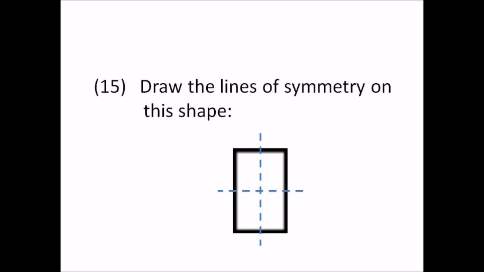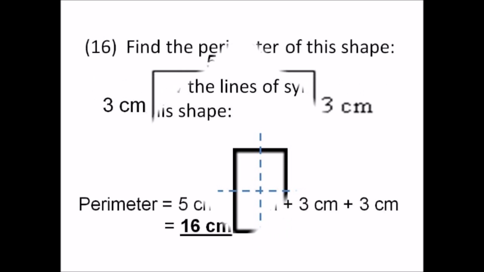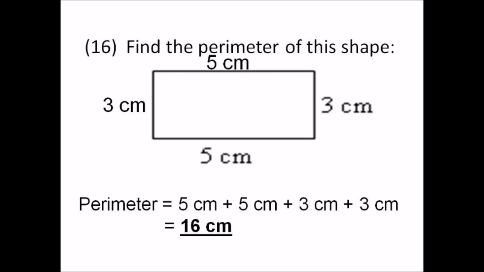Excellent job. Okay, notice it's not 4 and it's not 1. You want to divide it in half. Number 16. Find the perimeter of this shape, and it's a rectangle 5 centimeters by 3 centimeters.